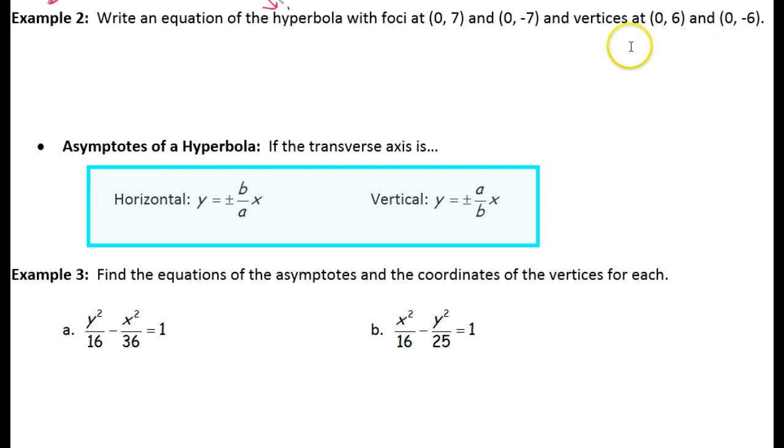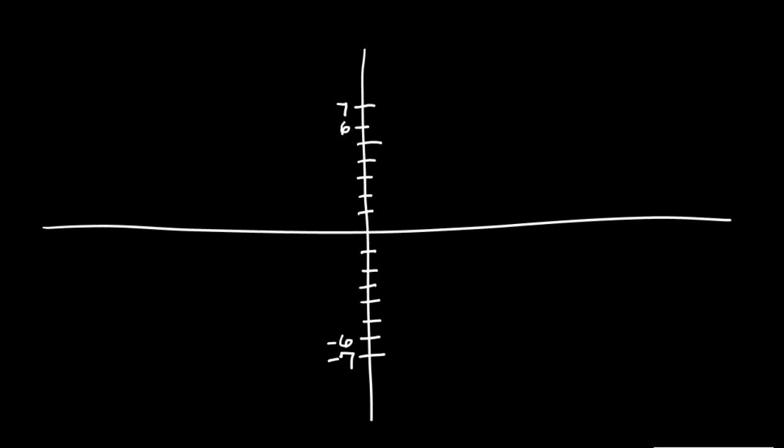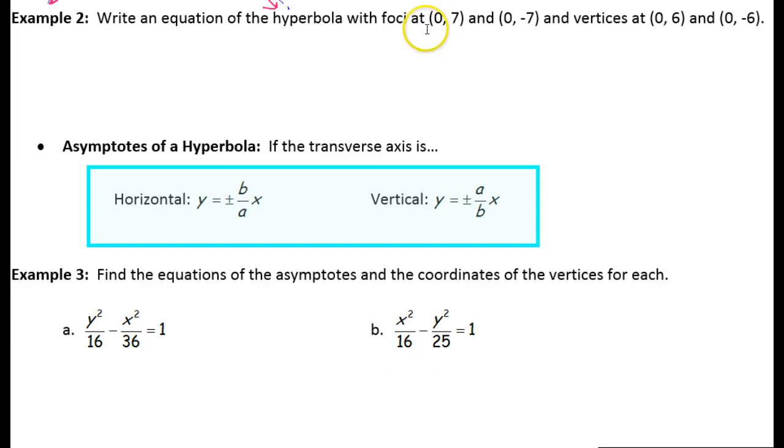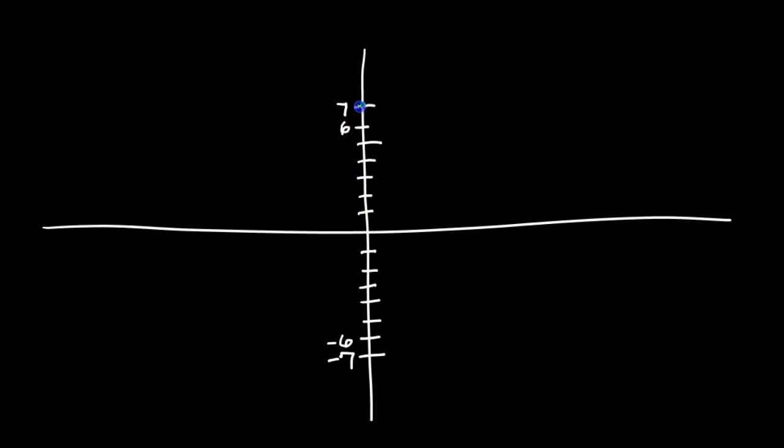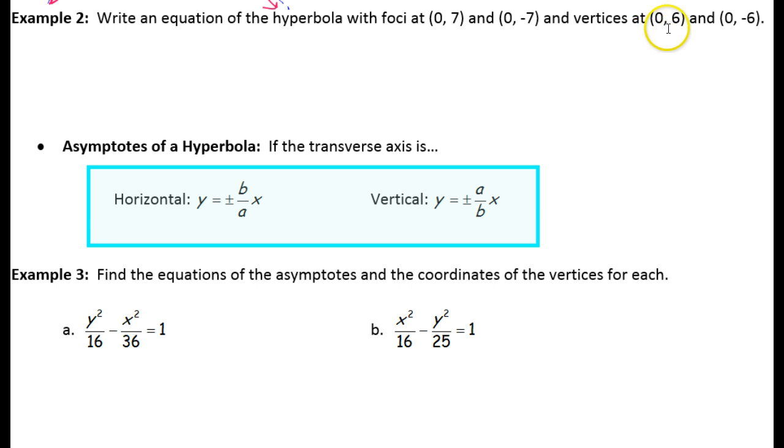When they just give you pieces of information like this, the first thing you should do is to draw a diagram. So let's see, if the foci are at (0, 7) and (0, -7), that means we have a focus here and we have a focus here. We have vertices at (0, 6) and (0, -6). That means we have a vertex here and we have a vertex there.